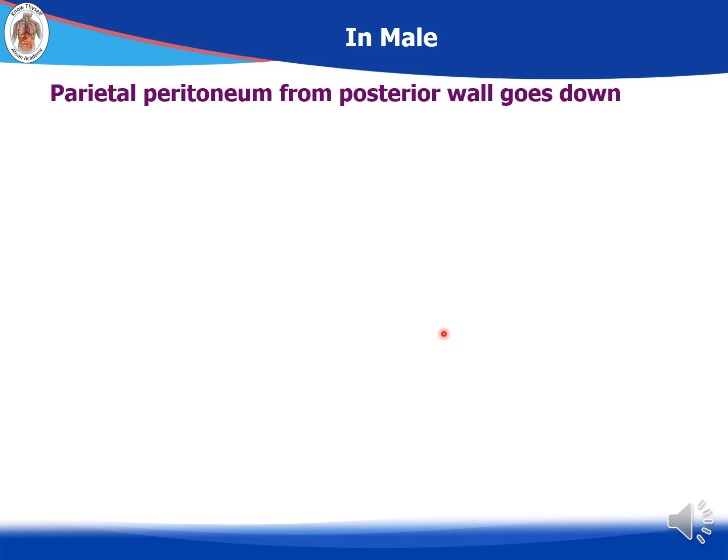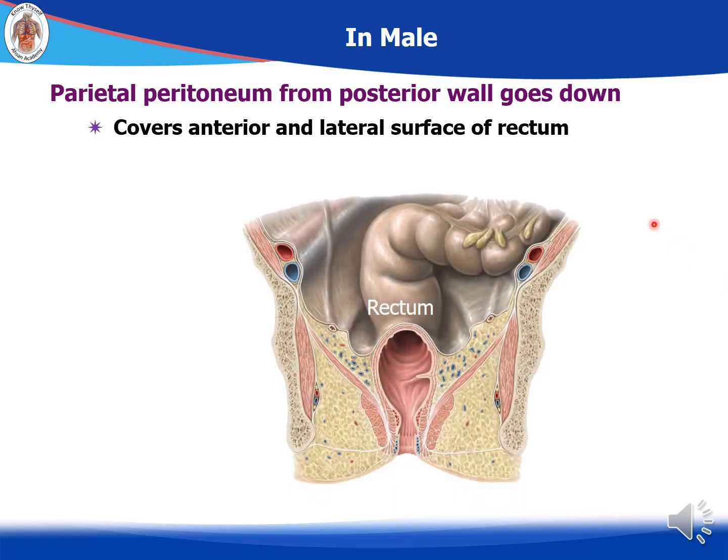It is labeled here. So in the male, the parietal peritoneum goes from the posterior wall down. You can see this is the rectum. It is seen from the anterior aspect. So peritoneum is covering it, and this is the sigmoid colon becoming the rectum. So in the pelvic cavity, the anterior surface of the rectum is covered, and on either side, the lateral side is also covered. So the right and left pararectal fossa are produced.